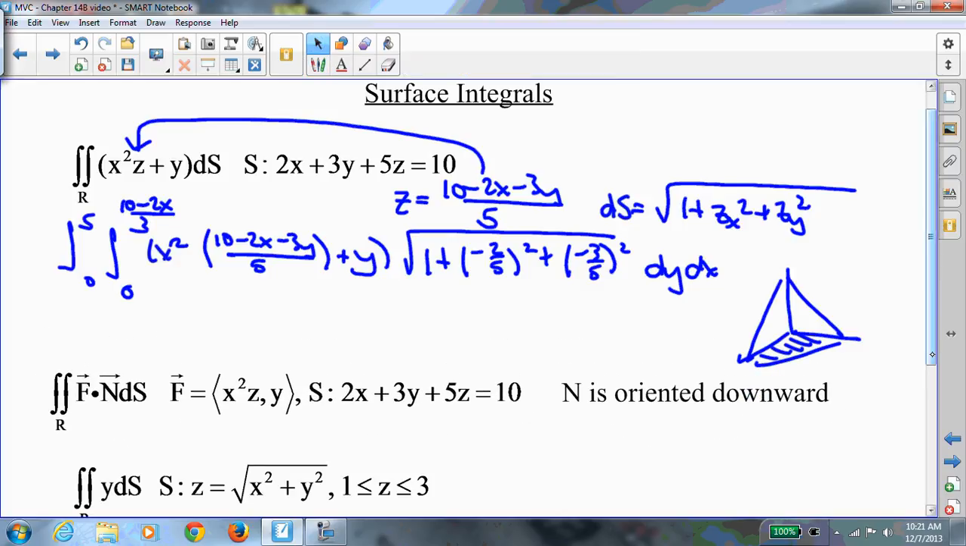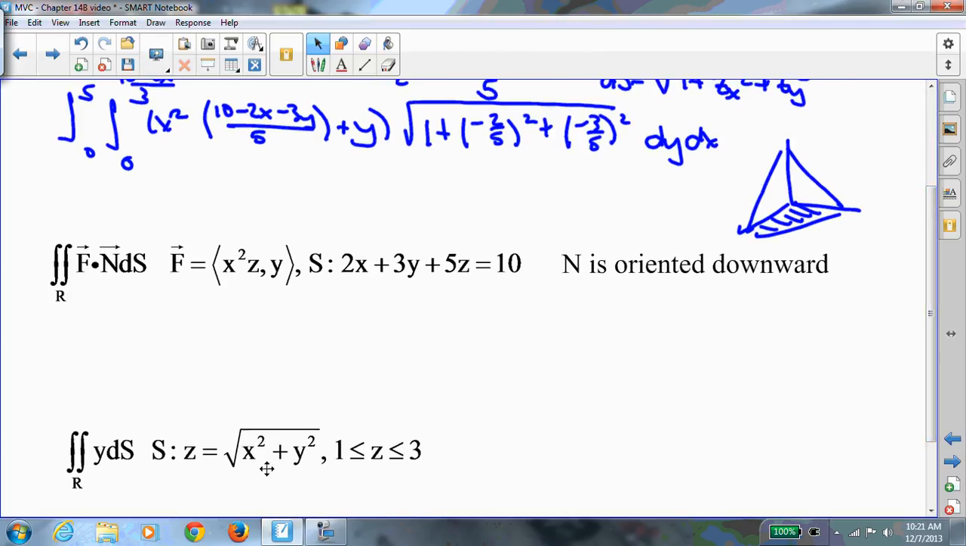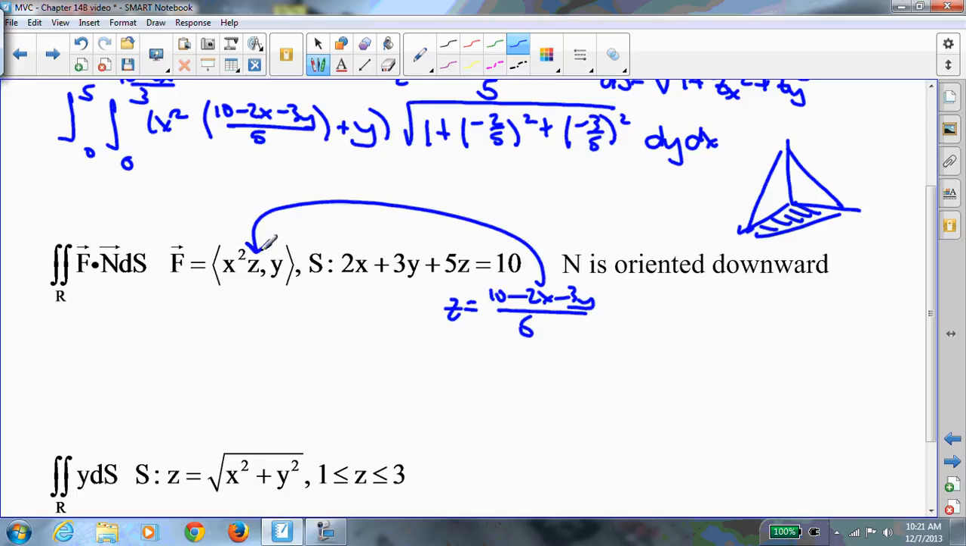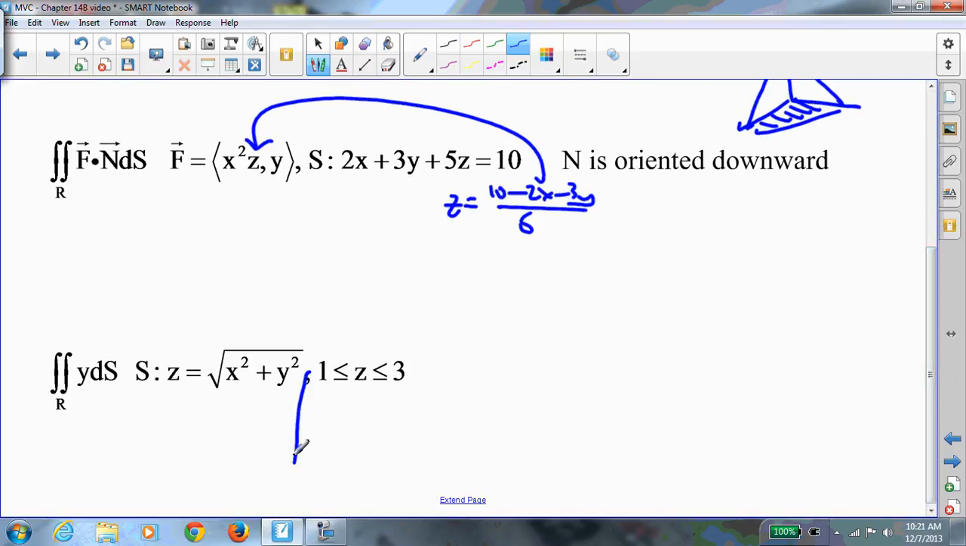Now let's do the vector field. For the vector field, what I'm going to do with my z equation, 10 minus 2x minus 3y over 5, is substitute it into my vector. And then I need to dot this with my unit normal vector. So I actually will want to do this two ways. Let's start by just doing it the straightforward way.